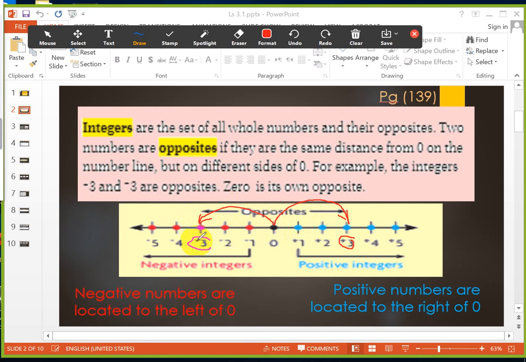Another number on the left side, which is also 3, to the left of the 0, is a negative number. That means the sign of this 3 is minus. This is a negative 3. If those numbers have the same distance from 0 and different direction, we name those numbers opposites. So the opposite of negative 3 is positive 3.